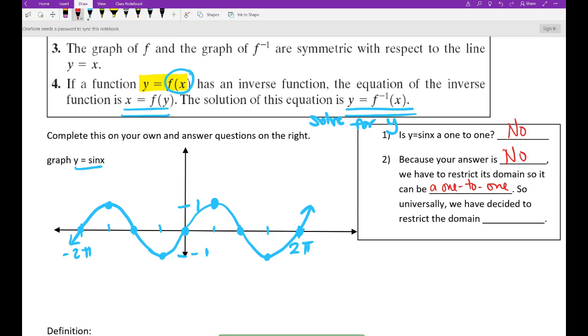Okay? So we have to restrict its domain. In your team, in your group, where do you want to cut this off so we can have a one-to-one function for sine? 0 to pi. So you and your team, where do you want to cut it off?